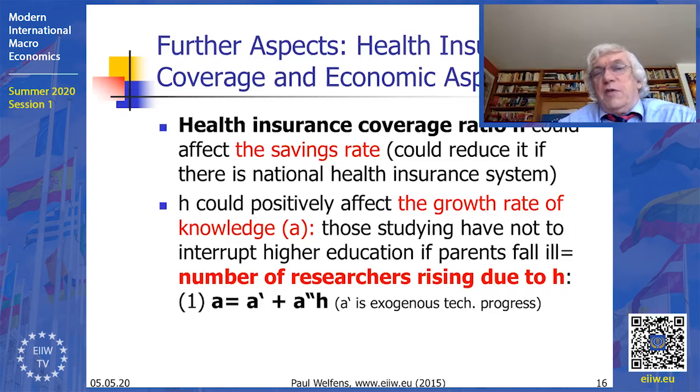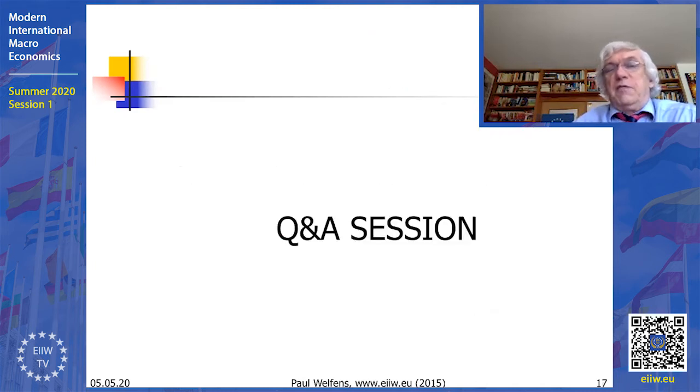Okay, small h could positively affect the growth rate of knowledge, because those studying will not have to interrupt higher education if parents fall ill. So actually the number of researchers might rise due to broader health insurance coverage. And then you see this here in the equation, where the growth rate of knowledge, small a, is written as an exogenous term, a prime, plus a positive parameter, a double prime, times h. So this is at least part of the aspects.